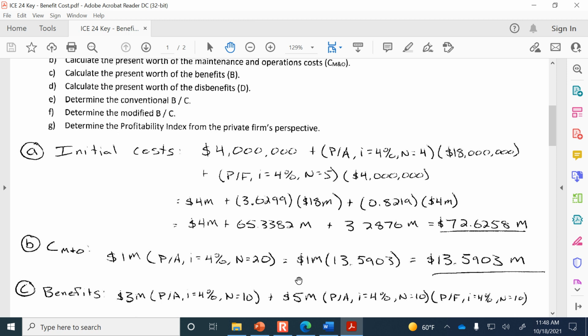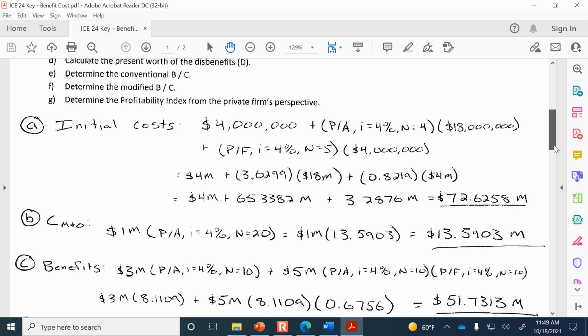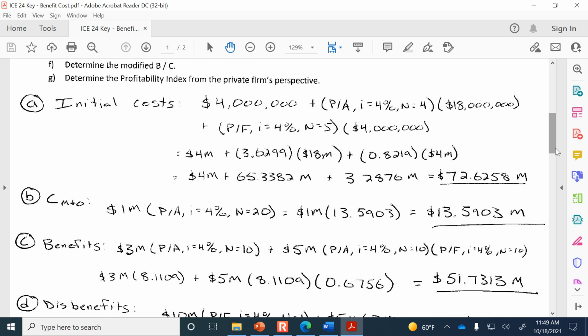So you'll notice here I've got the 5 million, first of all multiplied by the P/A factor. So that basically takes 10 payments of 5 million and finds the equivalent lump sum amount at year 10. And then this second factor here, the P/F, takes it from year 10 to year 0. So that's why we've got the two-step process there. So then the sum of the benefits is 51.73 million.